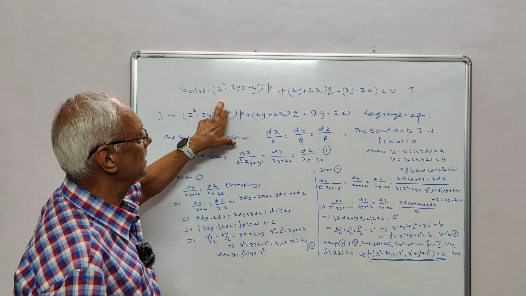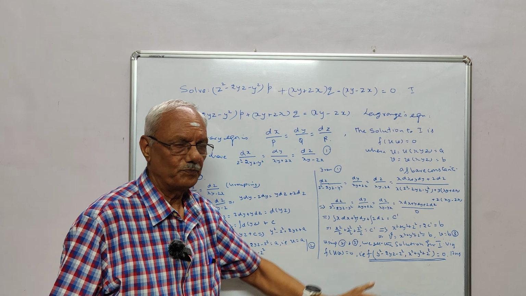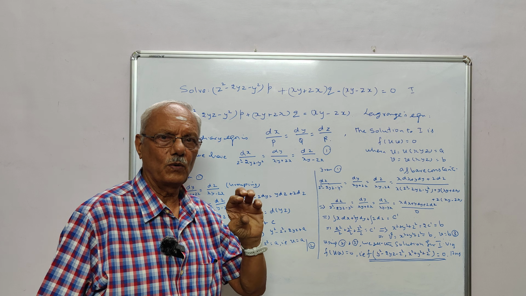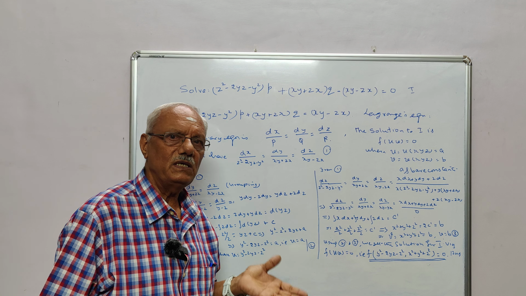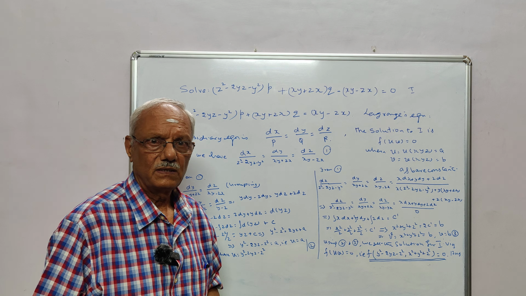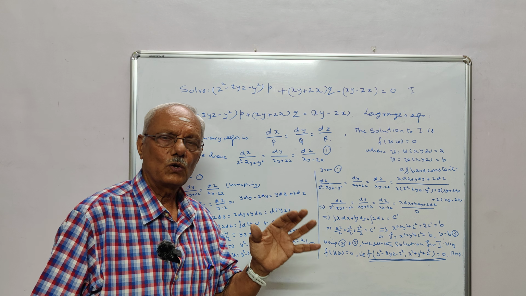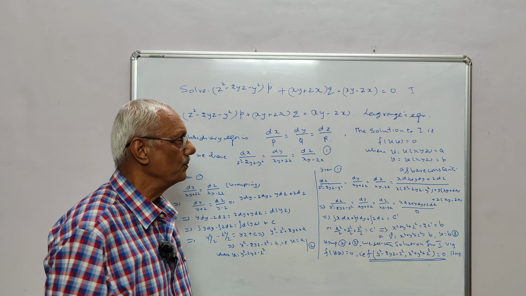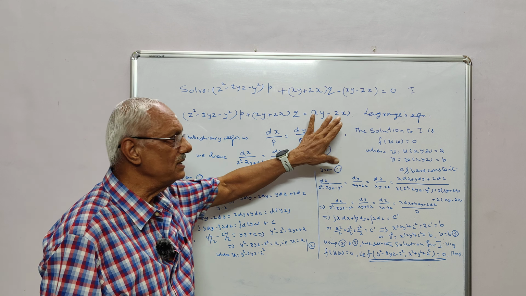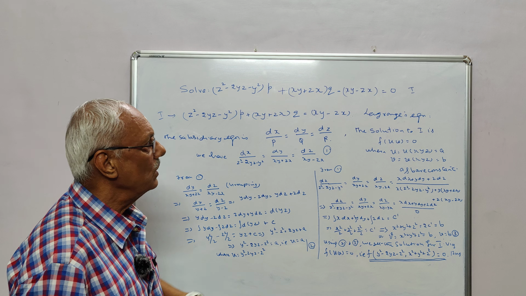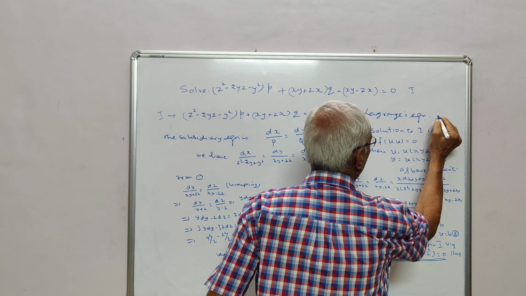Now, this is the problem that is given, and we have to find the solution to the problem. Normally, if a partial differential equation is given, by solution I mean finding Z. Finding Z is called the solution to the problem. But this is a Lagrange's equation, and Lagrange's equation will be of the form like this.